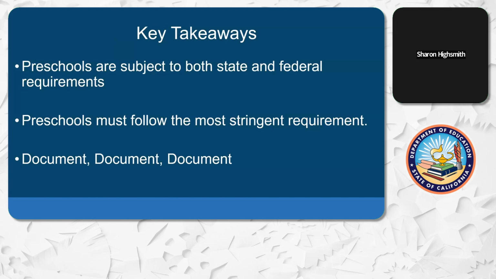Key takeaways. Our preschools are subject to both state and federal regulations. Preschools must follow the most stringent requirement. For example, LEAs have to follow the lesser of the indirect cost rate or 10%. And equipment greater than $500 should be inventoried. And most importantly, everything should be documented. That's pretty much it for our presentation.